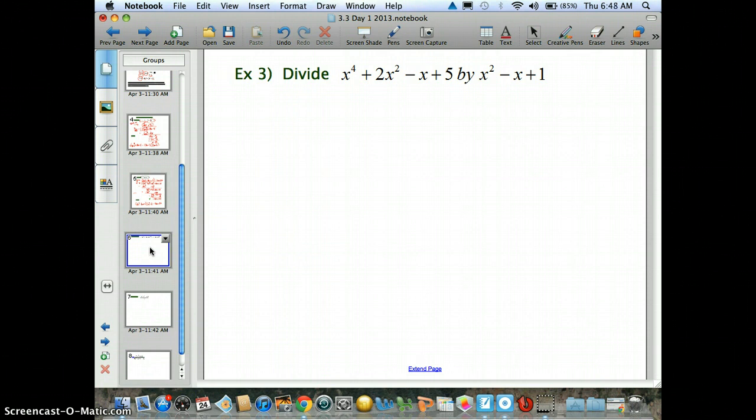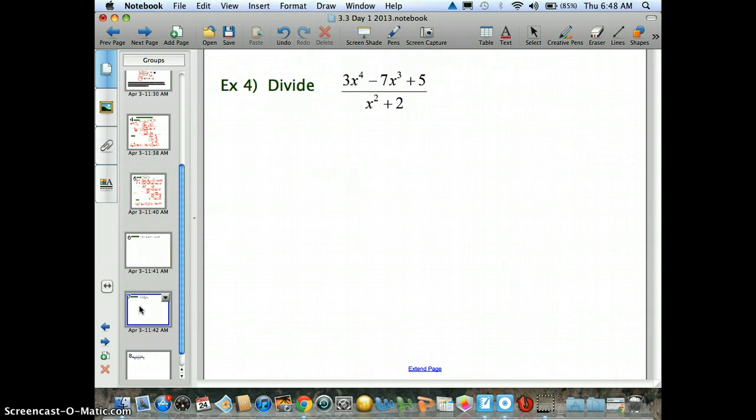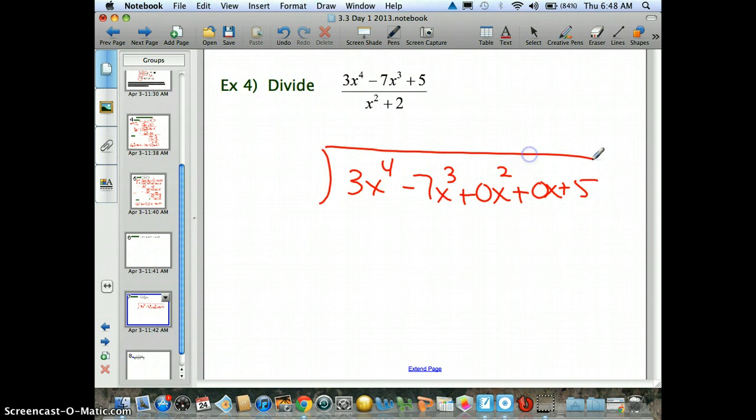And then how about one more here? And remember, division can be written this way also. So if it's written in this form, this is the same as 3x to the 4th minus 7x cubed. Don't forget to zero fill your x squared and your x plus 5. And then you're dividing that by x squared plus 2. And notice you never zero fill in your divisor. It gets really messy if you do it that way. You can, it won't hurt anything, but you'll see what I mean if you accidentally do that. So never zero fill on the divisor.